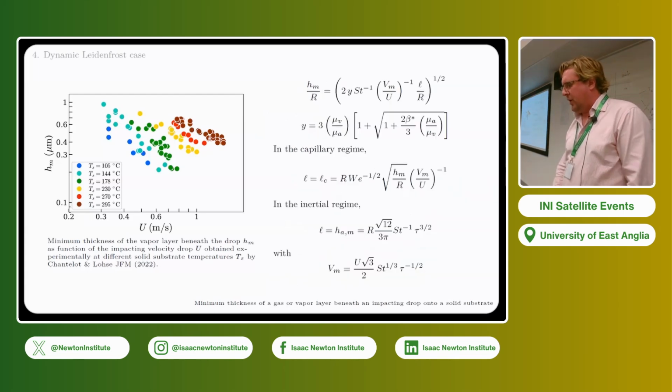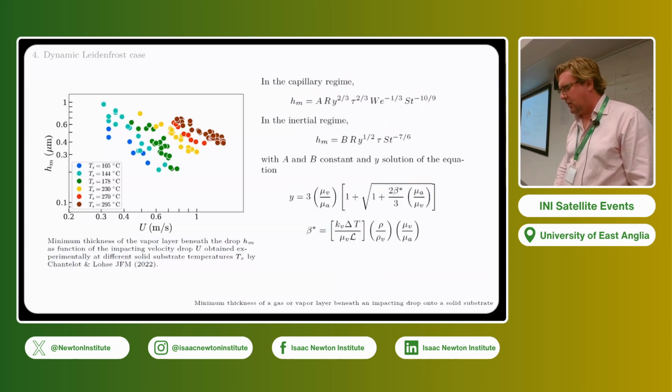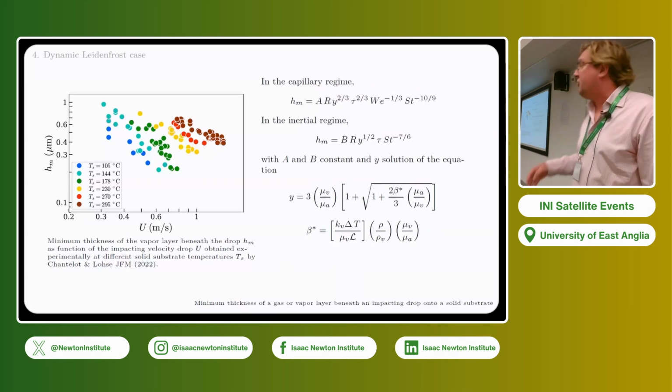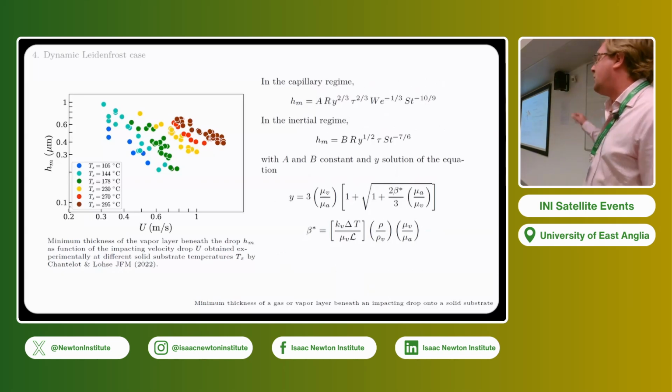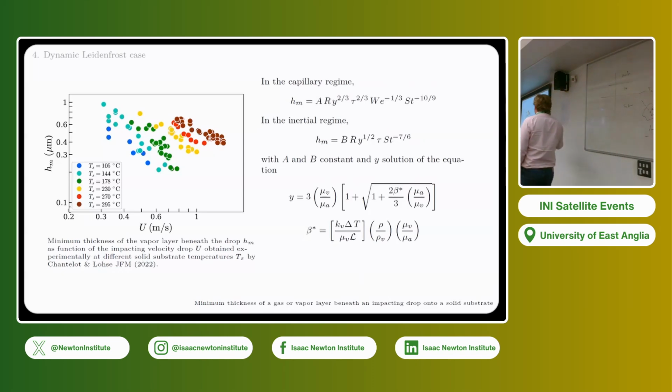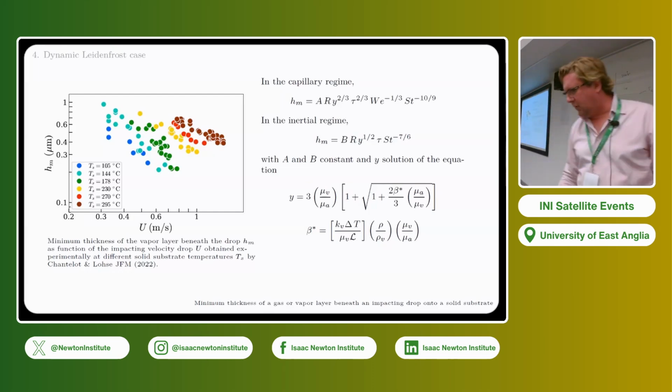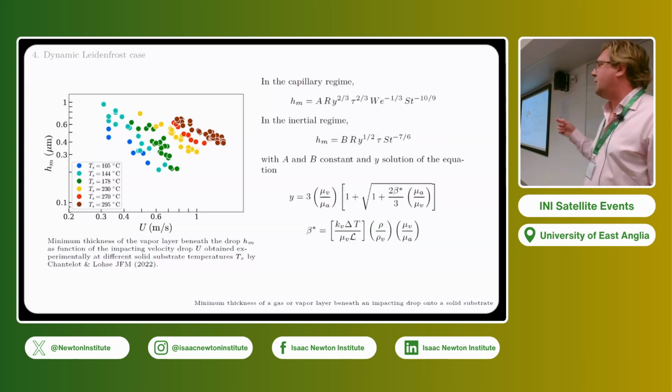So we are able to determine the minimum thickness, taking into account the heating of the solid substrate, with these two lengths, HM and L, the capillary length. The expressions are the same as in the isothermal case, but Y is not constant. If you have air instead of vapor, Y is 6, it is constant. So the same expression.